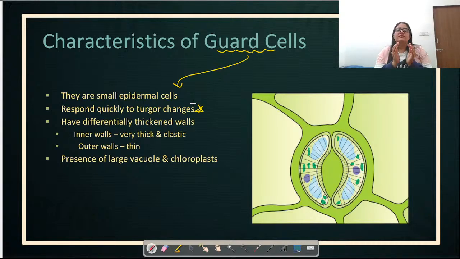Next, these guard cells are quite thick and elastic on the inner side in comparison to the outer side. So as you can see in the diagram also, my kids, the inner wall of the guard cell is quite thick. It is elastic. And the outer wall is thin. So in comparison to the outer wall, the inner wall of the guard cell is thick and elastic.